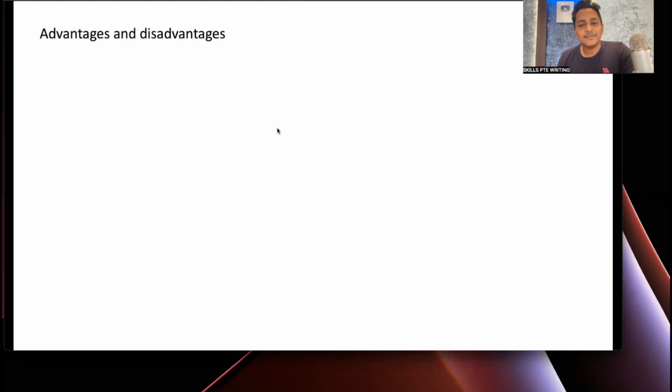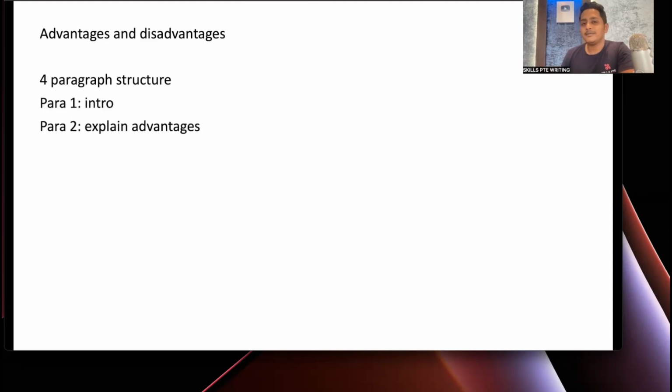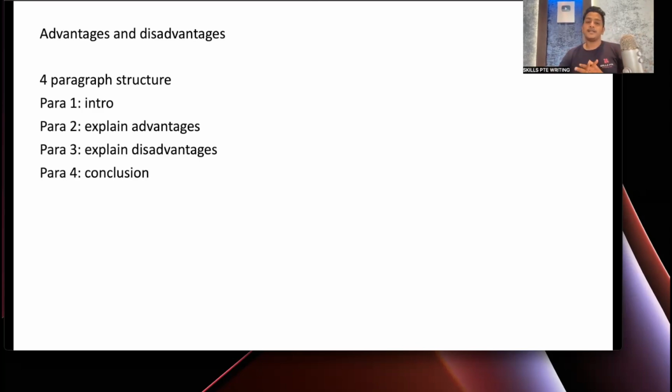Advantages and disadvantages. Very simple. Again, 4-para structure. In para 1, you will talk about a few things from the topic and then say, this essay discusses the advantages and disadvantages in the following paragraphs. Intro is over. Para 2, explain advantages. Para 3, explain disadvantages. Para 4, conclusion.